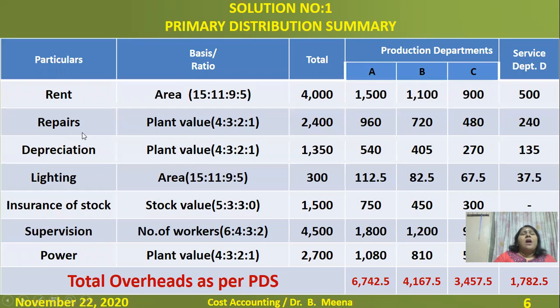Look at how I showed the item. Repairs, the basis is plant value, so 4 is to 3 is to 2 is to 1, and the total is 2,400. So 2,400 into 4 by 10 for A, 3 by 10 for B, 2 by 10 for C, 1 by 10 for D. That gives 960, 720, 480, 240 out of 2,400. Like this we need to do the other expenses.